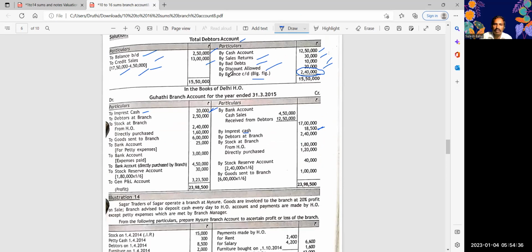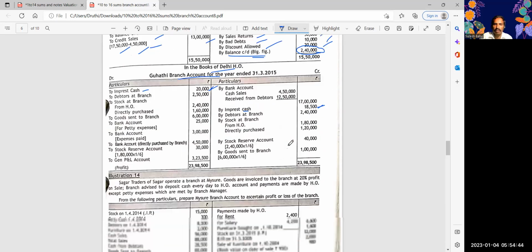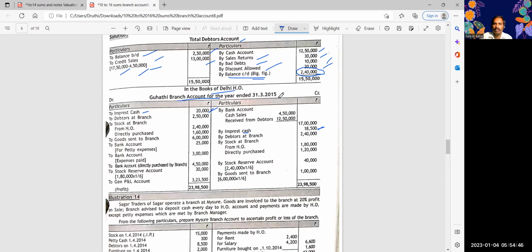Credit sales, I have already given the indication, 13 lakhs. How? 17,50,000 minus 4,50,000. By bank account, 12,50,000. By sales return, 30,000. By bad debts, 10,000. By discount, 20,000. The difference is 15,50,000. So the difference of 2,40,000 is what? Closing debtors, missing information. Correct. Now see, in the books of Delhi head office, Guwahati branch, 31st March 2015.